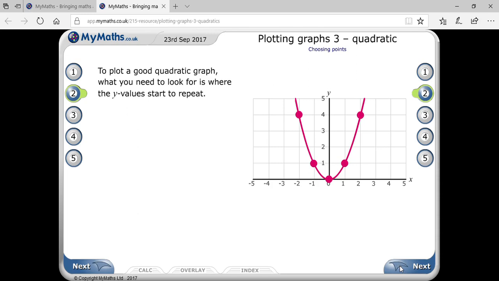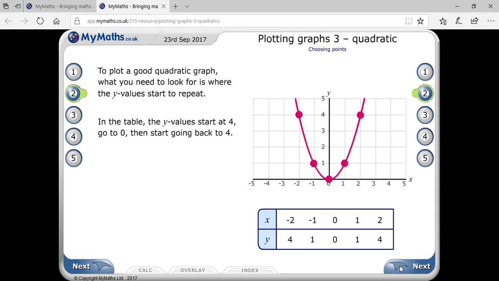Understand? Yes, sir. So here you can see that the graph is repeating itself at 0, 0. You can also see that the value of y starts at 4, goes to 0, and then starts going back to 4. Here, 0 is the y value of the minimum.